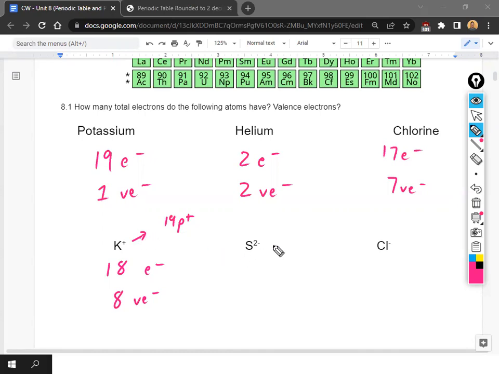Okay, let's go to sulfur now. Sulfur 2-, sulfur's ion, is going to have 18 total electrons, and it's going to have 8 valence electrons. Okay, and then Cl-, the chloride ion, is also going to have 18 electrons and 8 valence electrons. Okay, so if we drew the Lewis structure for these guys, they would look pretty much the same. Everyone good with that?